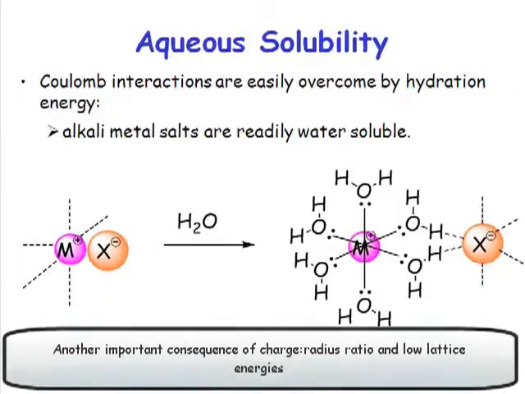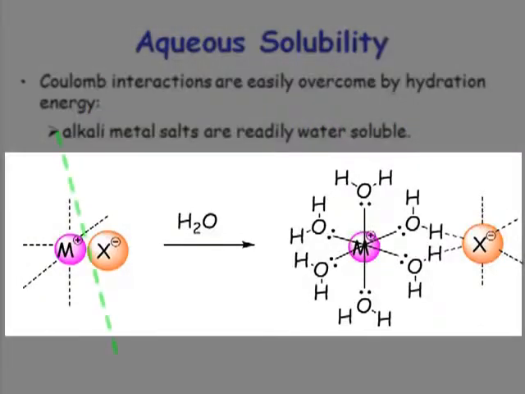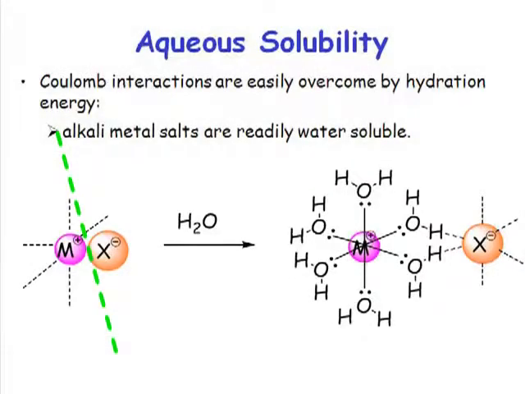It has another important consequence. Because the lattice energies are relatively low, what happens when you dissolve an ionic solid is you break that ionic lattice. You have to break up the ionic lattice in order to dissolve an ionic solid. And the weaker the ionic lattice, the easier it is going to be to break it up. So lithium, sodium, potassium salts are much more soluble than magnesium or calcium salts because of this factor, because of this lower charge to radius ratio, because the coulombic interactions are weaker. This means that these species are going to be much more soluble.